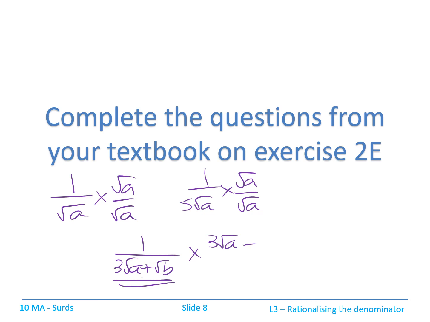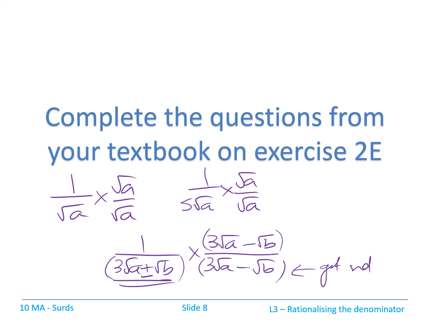minus, because we changed the sign. So if it was a minus, this would be a plus, but because it's a plus, this is a minus. Root b on 3 root a minus root b, and then we expand it like binomial terms. On the bottom, this will get rid of the surd, i.e. rationalize the surd. Okay, good luck with that. Hopefully you understand and you can finish off the exercise.